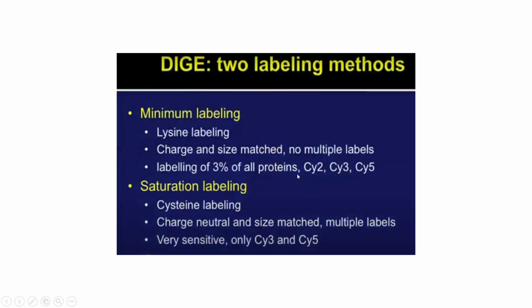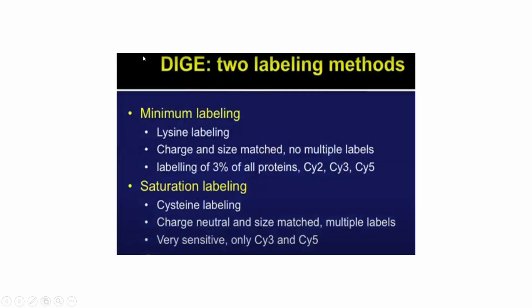The reason for using Cy2, Cy3, and Cy5 is that they do minimal labeling. Labeling can be done in two different ways: you can either do minimal labeling or saturation labeling. The majority of the time people do minimal labeling only, so that it doesn't affect the protein much and will not affect the protein structure. So generally minimal labeling is done, but sometimes depending upon the aim and need, people can go for saturation labeling as well.